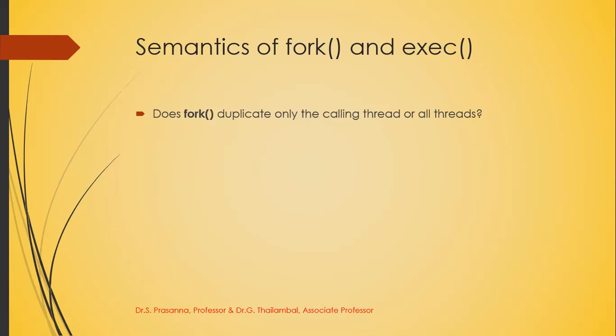The coding of the semantics, that is, the coding of fork and execute, need not be duplicated. It is enough if you use it one time, and it gets executed for every thread.